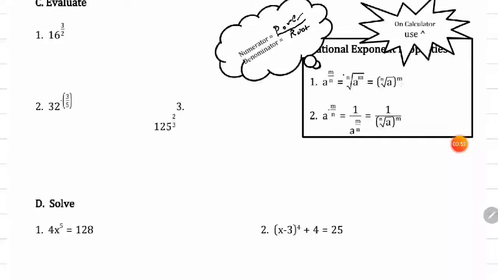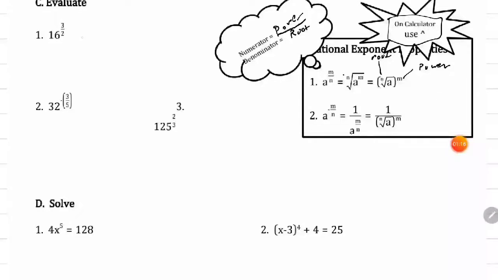Alright, here we go. If we're using a calculator, once again, this is my root, this is my power, and we can just use the caret. You know, just 2 to the 2/3. So 2 caret 2 divided by 3. Make sure it's in parentheses.